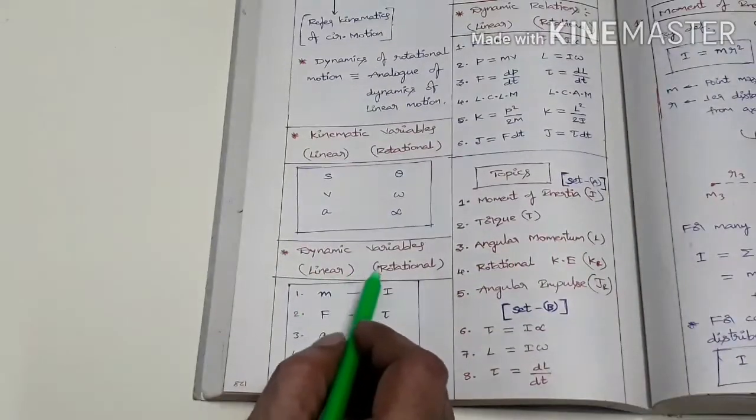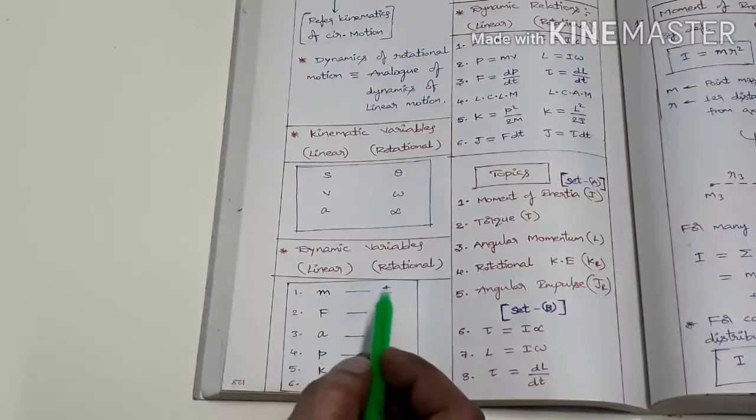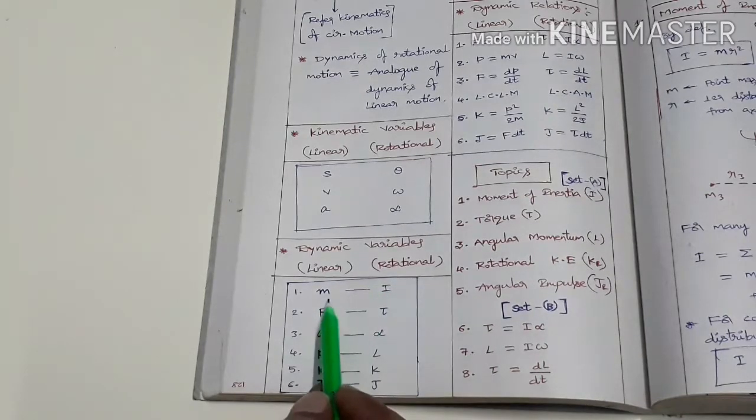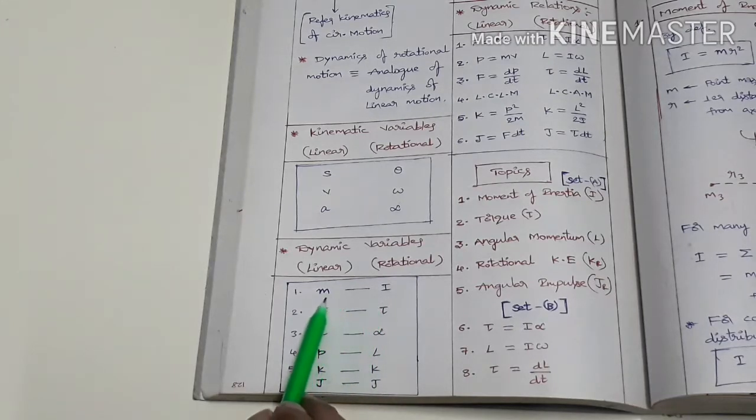Next, dynamic variables. What are the physical quantities we are using in the dynamics part? In linear dynamics: M for mass, F is force, A is acceleration, P linear momentum, K kinetic energy, and J for impulse. They have rotational analogs.